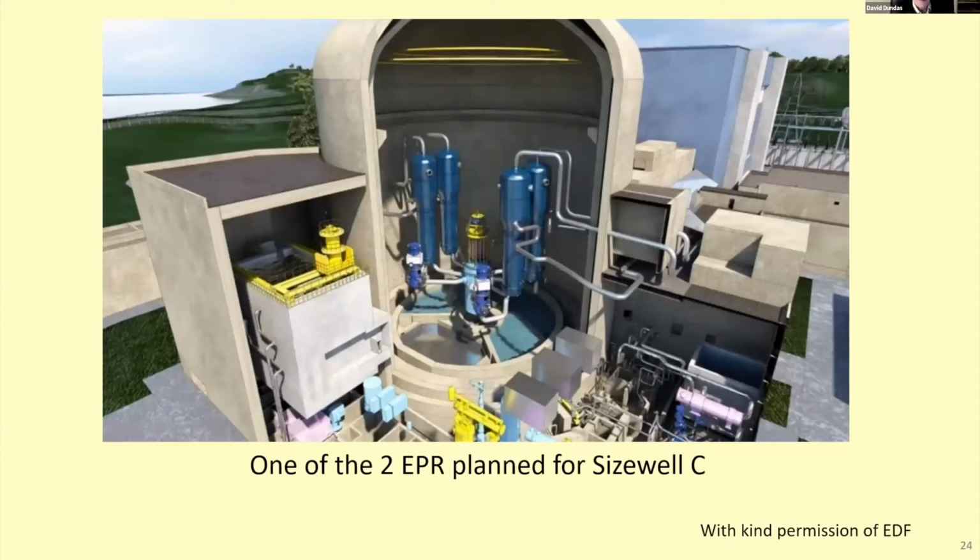Here is another plan or diagram of Sizewell C, very, very similar to Hinkley Point. As you can see in the middle, you've got the reactor, and then you've got the 4 steam generators, and there's a pump. There's another pump you can see there, and the steam coming out of the top goes off to drive the turbines.